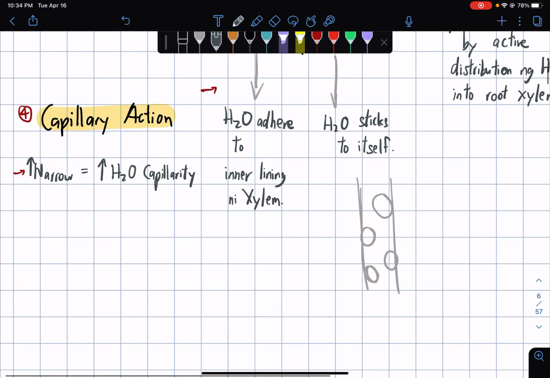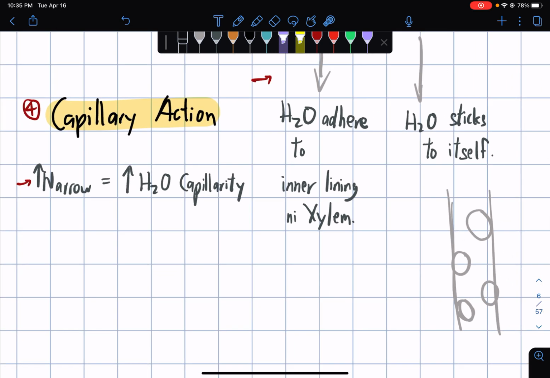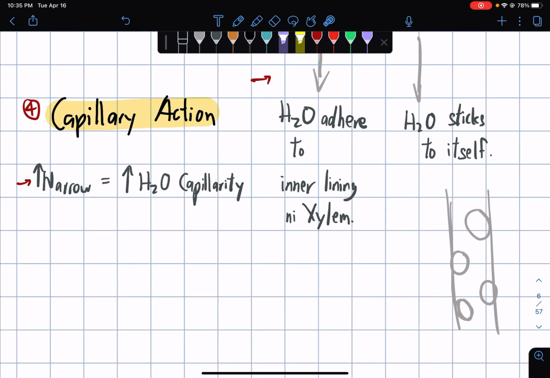Yeah, that's it. For number four, we have capillary action. That's what I just said. The narrower the xylem is, the higher the water capillarity is. I'm not sure about the meaning of capillarity, but I believe it comes literally from the word capillary. If you think about it, this is the smallest kind of blood vessel in the human body, and it's usually the site where gases... no, imagine it's a train station. It's where certain substances are exchanged. Basically, the word exchange is the key word.